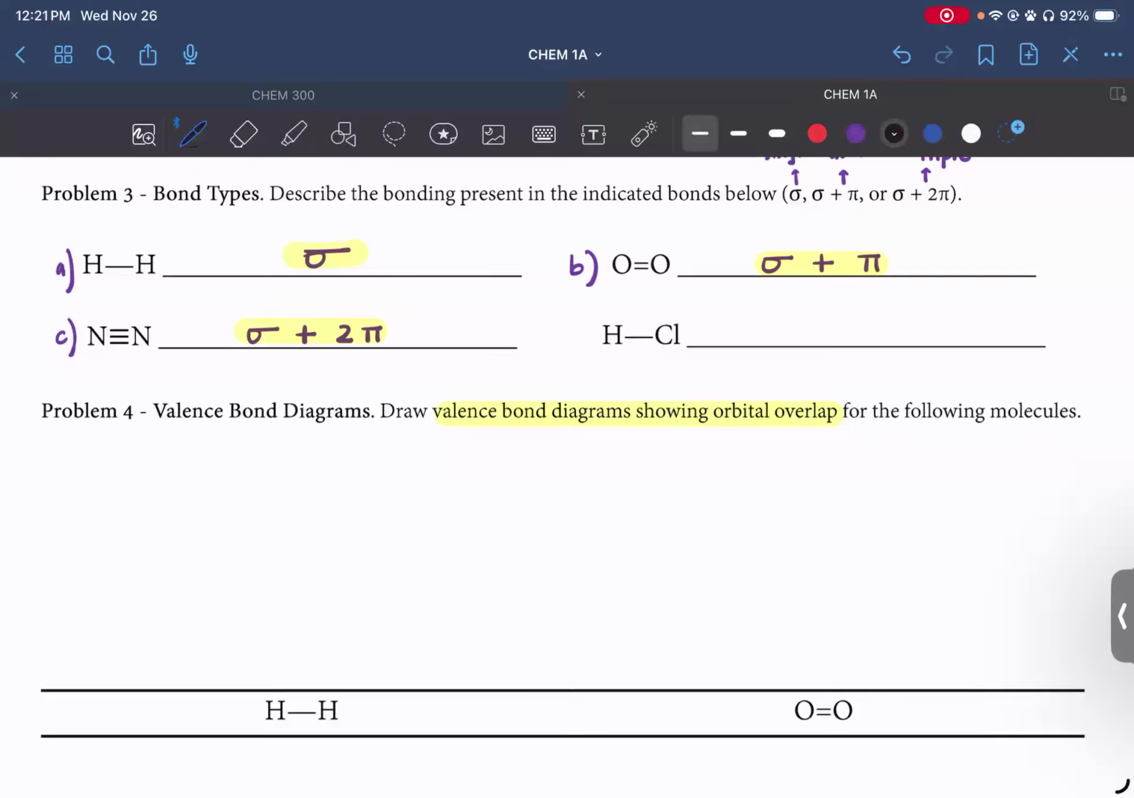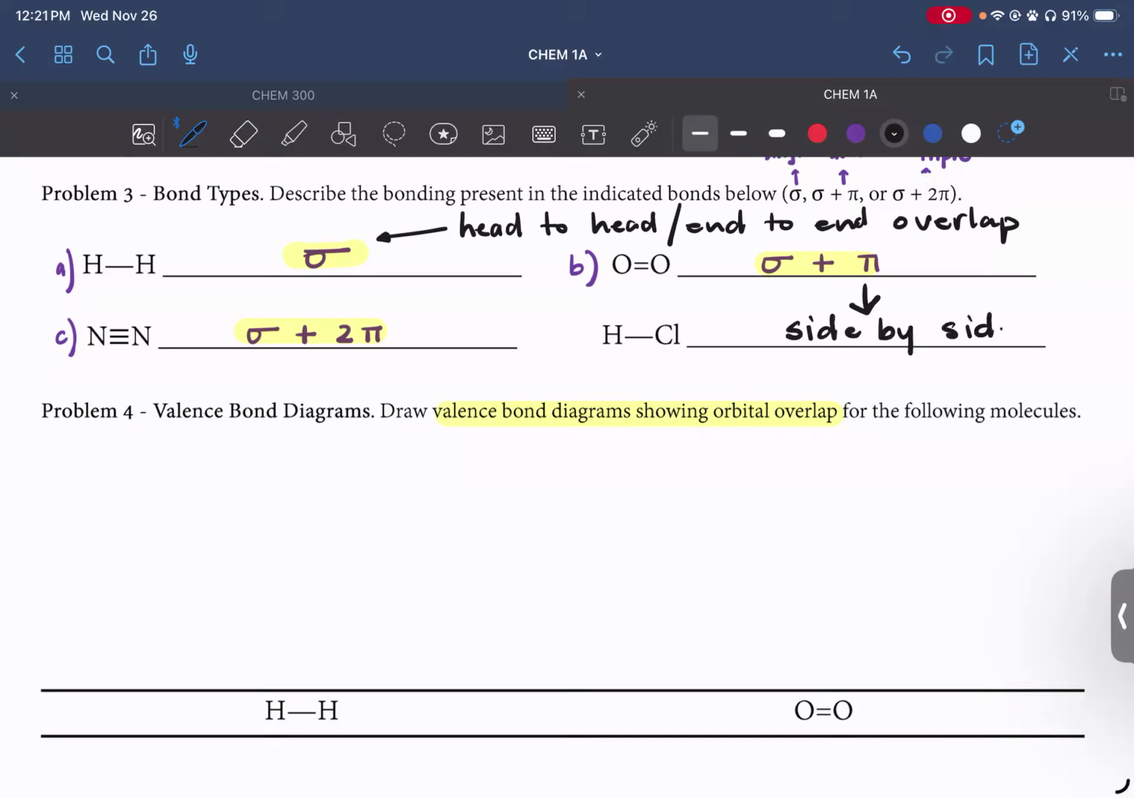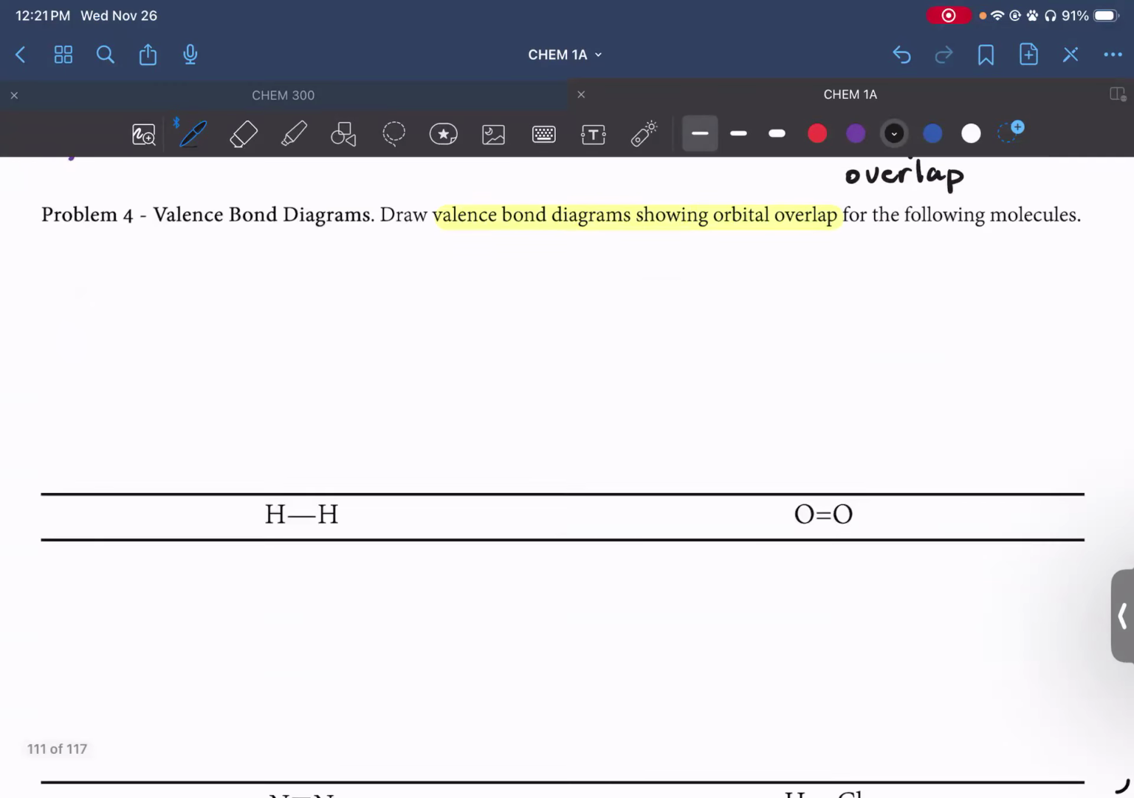So reminding ourselves that a sigma can either be called head-to-head or end-to-end overlap. And a pi is side-by-side overlap. We can start with an easy one, which would just be HH, the top left corner of problem 4.